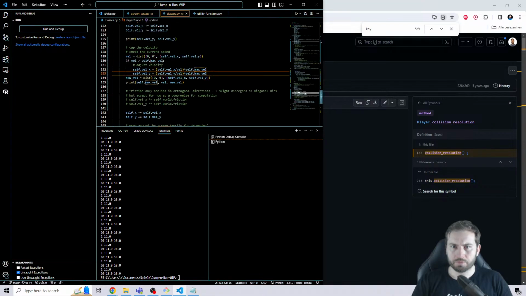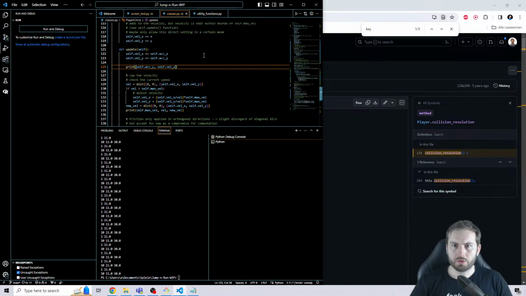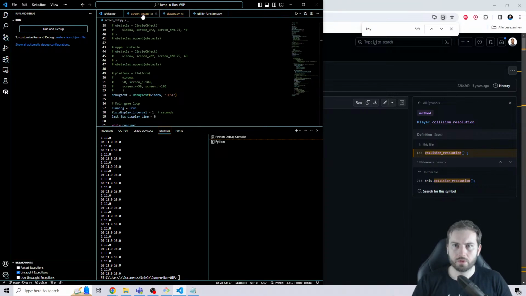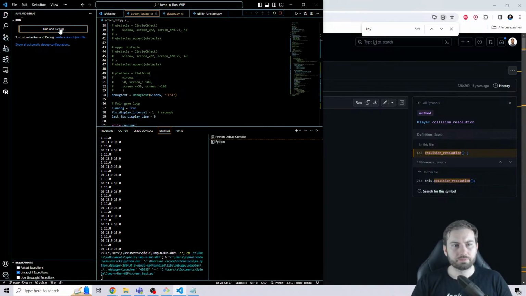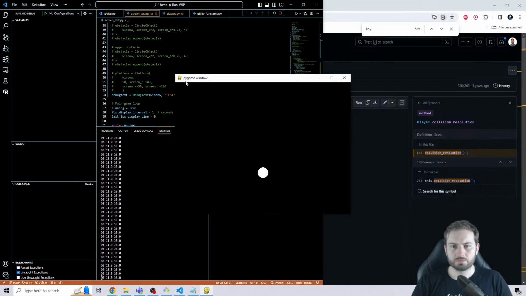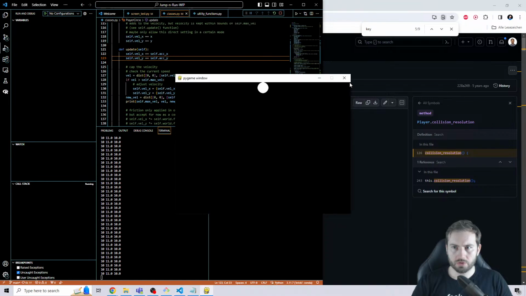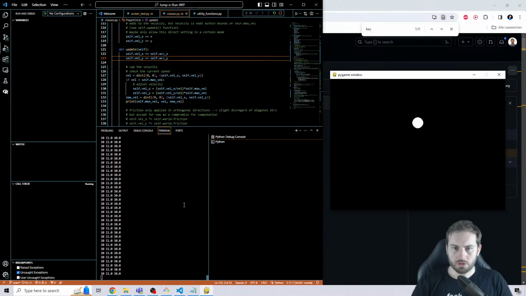It's another print. Yeah, this one I don't want anymore. So we have what we have here. Maximum velocity is 10, current velocity is 11, and new velocity is 10. Okay, so it's got corrected as it should.